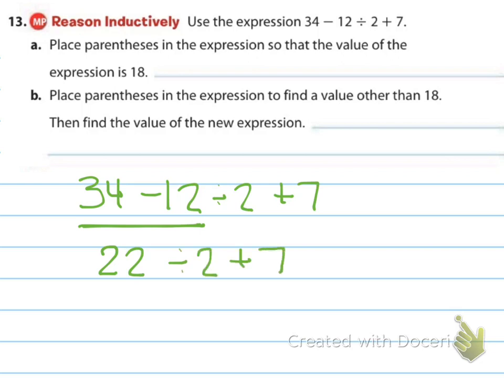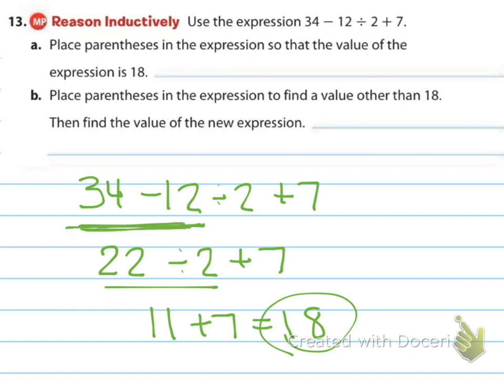22 divided by 2 is 11. Plus 7 is 18. And that's what we needed. So if we want this to be the first thing we are going to do in this equation, I have to put the parentheses around it because it's not what we automatically would do. So I know now that my parentheses will go around 34 minus 12, so that we make sure that we do 34 minus 12 first, then divide by 2, and then plus 7.